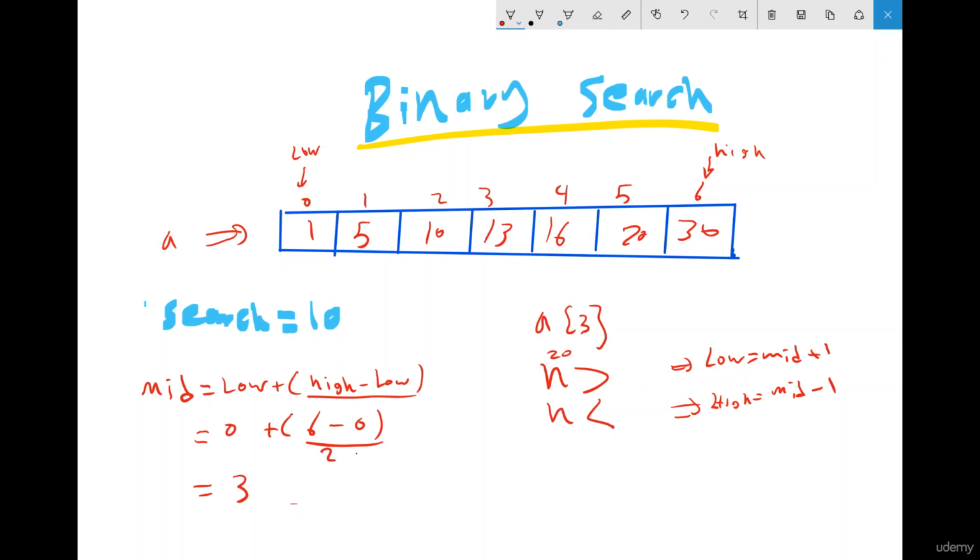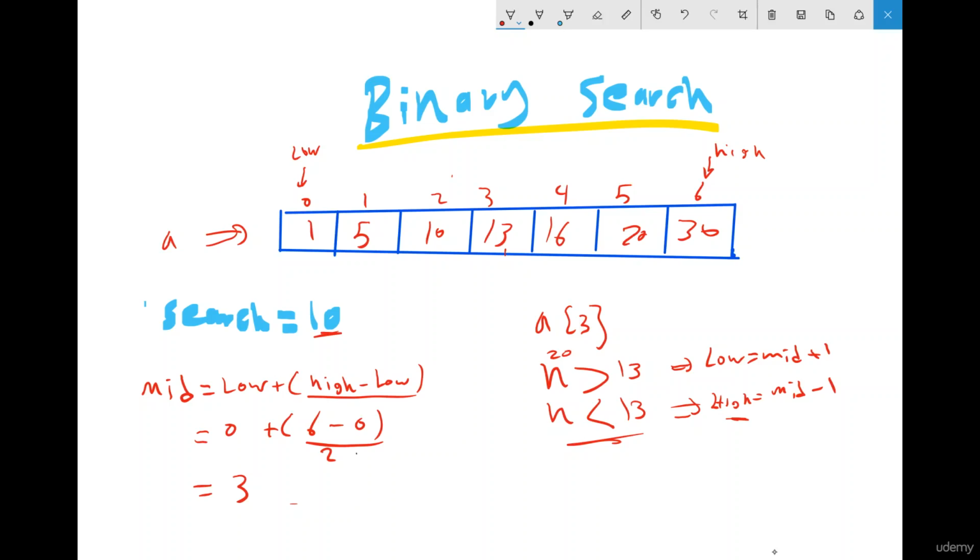The number in A over 3 is 13. Is that right? Yes, 13. So is the number that you are looking for greater than 13 or less than 13? You are looking for 10. 10 is less than 13. That means the high will be changed to mid minus 1.